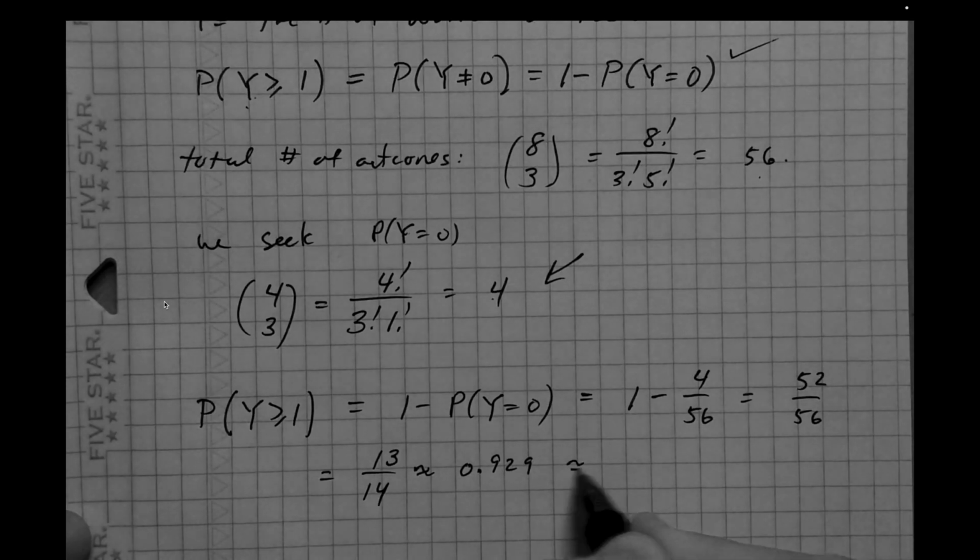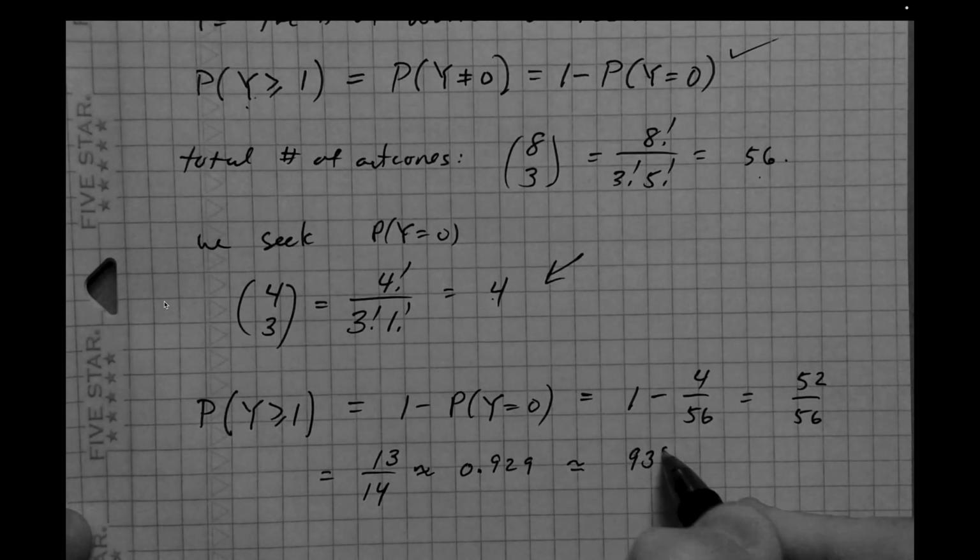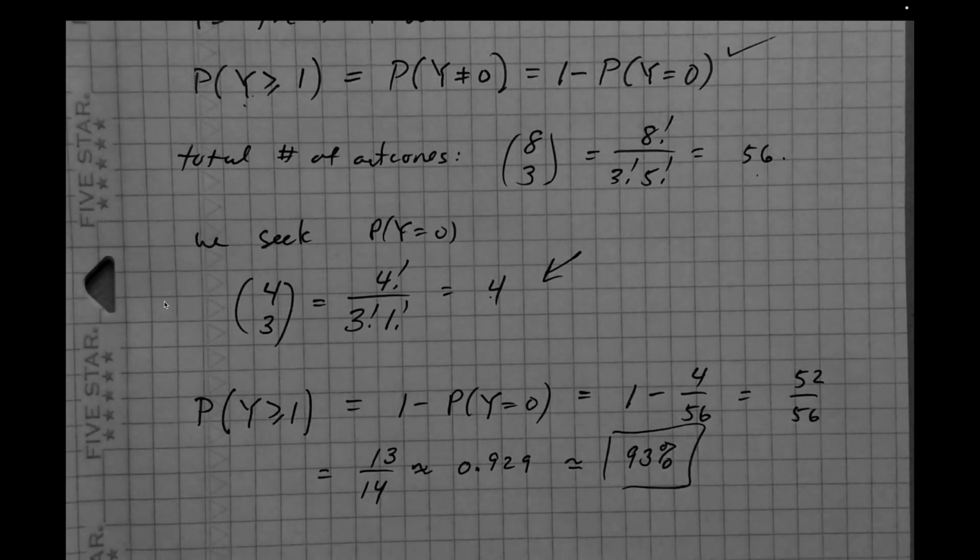which is 0.929, so approximately 93%. All right, so it's very likely that you'll have at least one woman on the committee. 93% chance, in fact. Right? And that's because you've got an equal number of men and women, and you're randomly selecting 3 from that 8. And yeah, it makes sense. Very good.